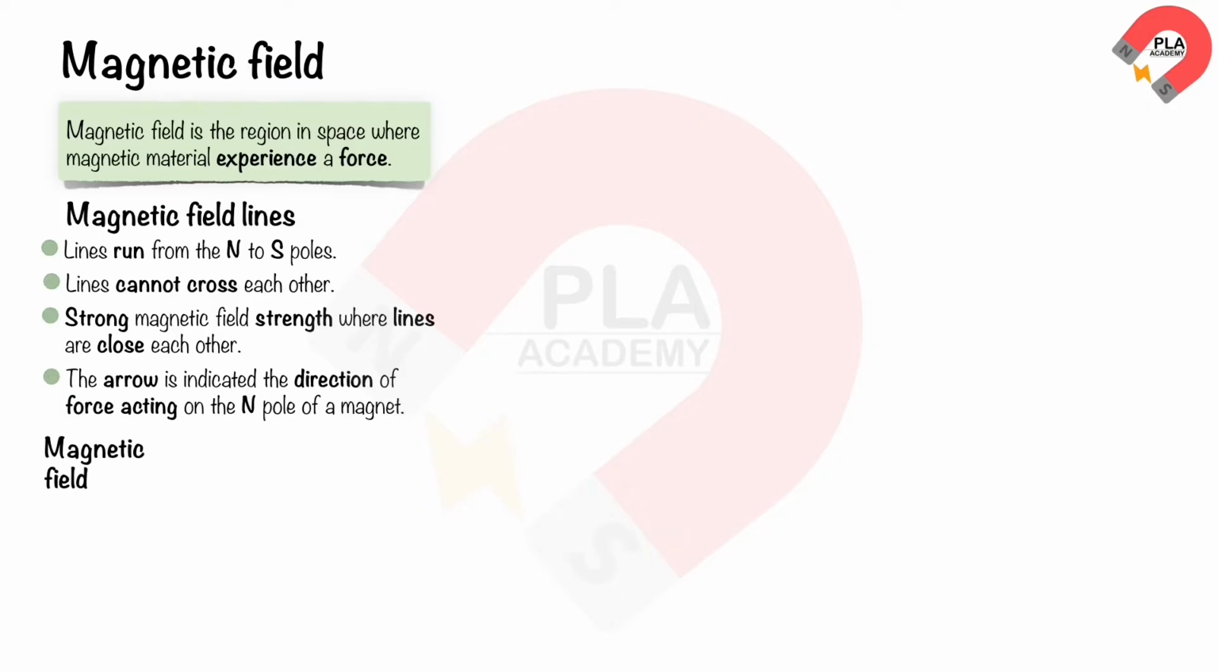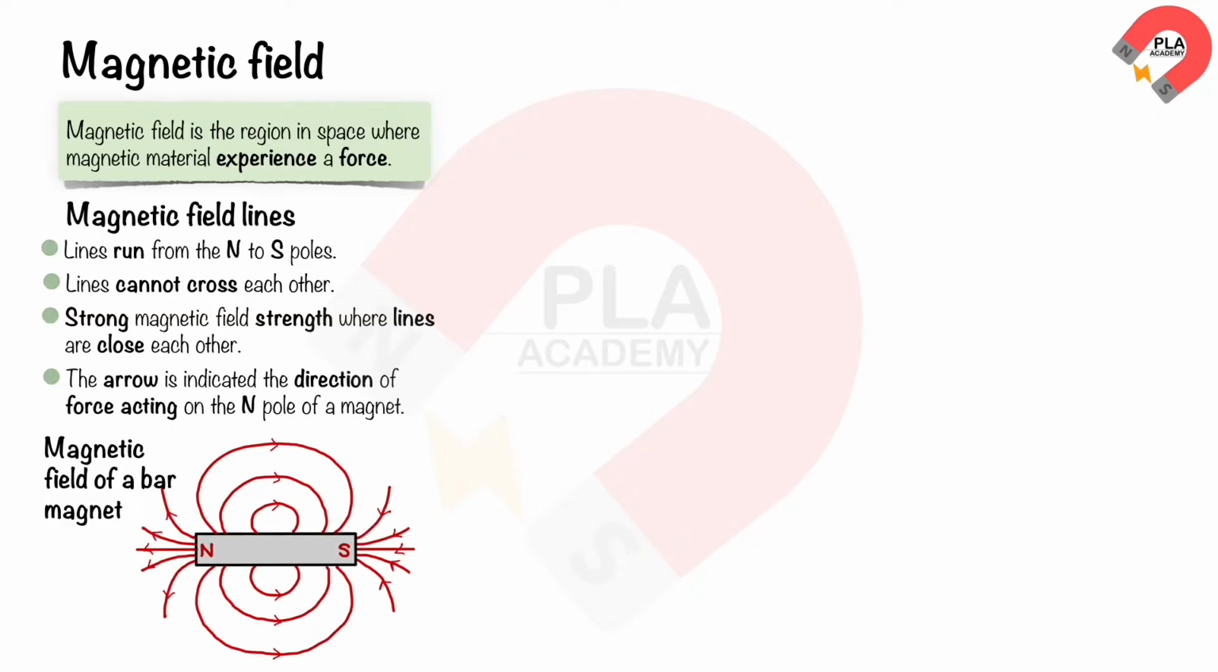The magnetic field lines around a bar magnet. Magnetic field lines run from north to south. Magnetic field lines are very close to each other at the north and south poles. This shows that the magnetic field strength is strong. Magnetic field lines are far apart where further from the magnet. This shows that the magnetic field strength is weak.